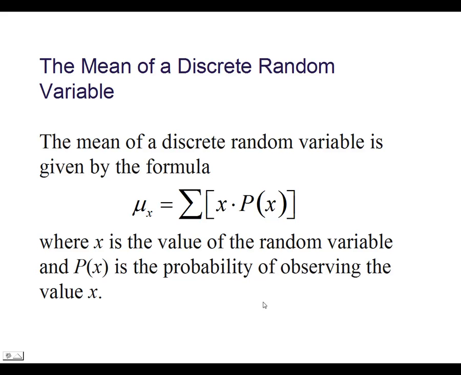If we're looking for the mean of a discrete random variable, we're going to use this formula. First of all, the notation. This is the symbol for mu, the population mean. This is mu subscript x, meaning it's the mean of the random variable x. The formula for it is the summation of each value of x multiplied by its corresponding probability.